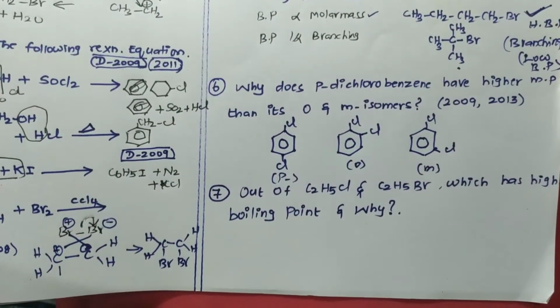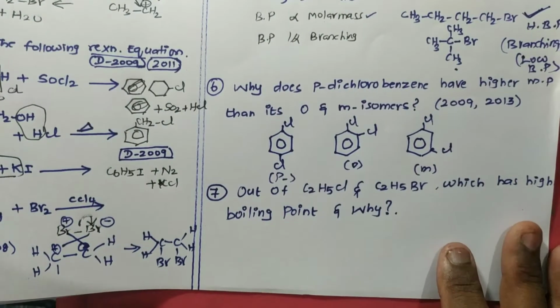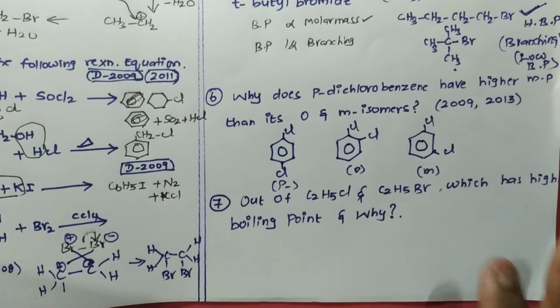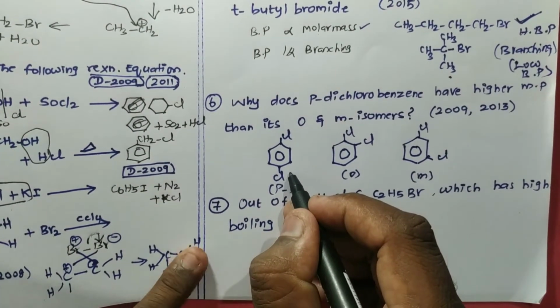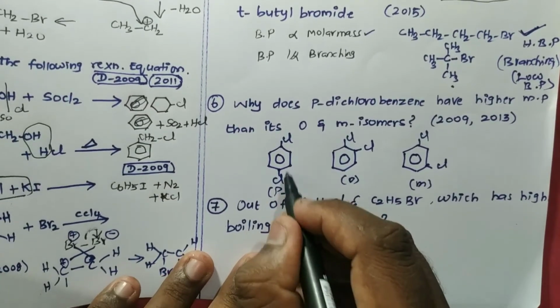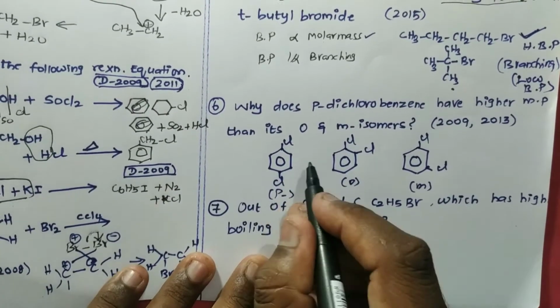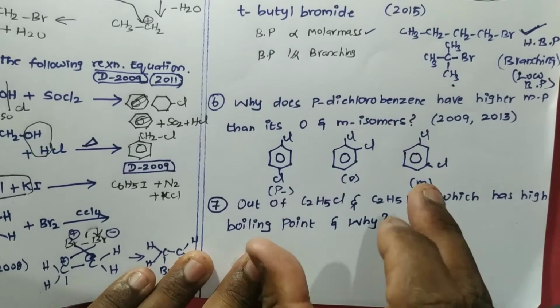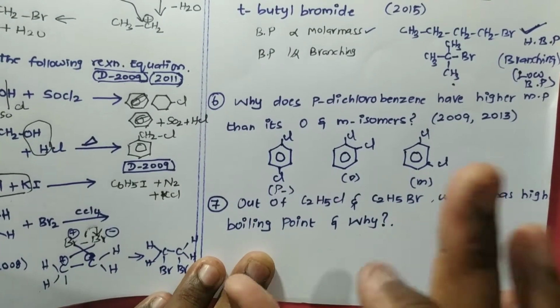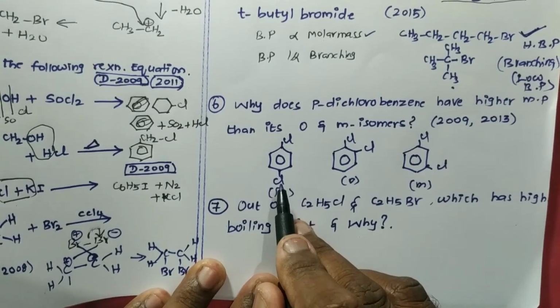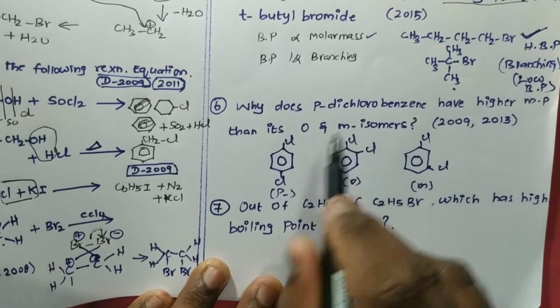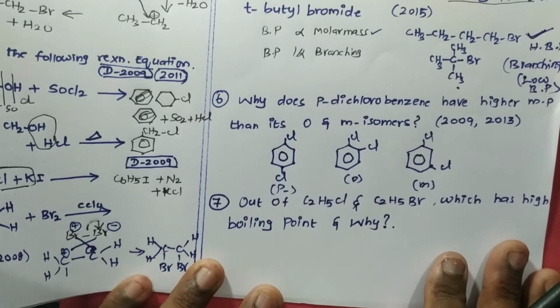Now why will the para isomer have a higher melting point? Why is it so? Because of the crystal lattice. It has symmetry, a plane of symmetry, so that it will be fixed in the crystal lattice in a perfect arrangement. But the others can't be arranged like that. That is why the para isomer will have a higher melting point than the ortho and meta isomers.